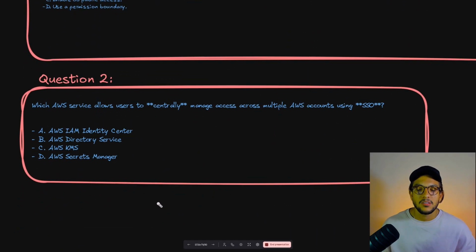Question number 2. Which AWS service allows users to centrally manage access across multiple AWS accounts using SSO? AWS IAM Identity Center is the correct answer, as it allows SSO across multiple AWS accounts.